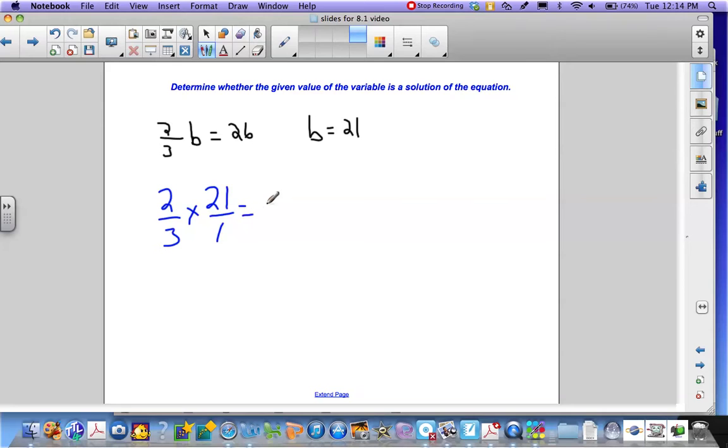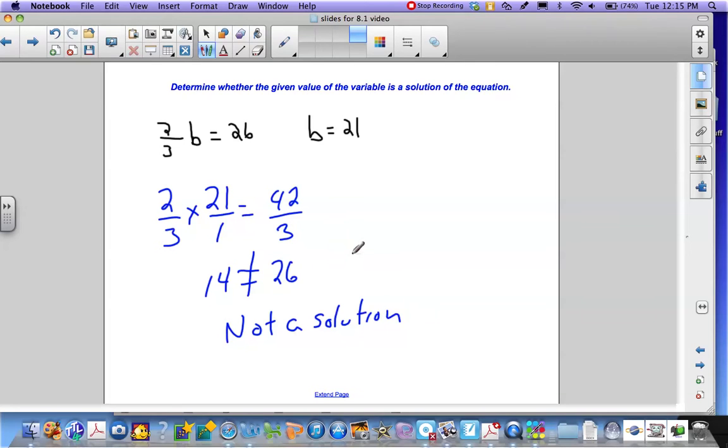Doesn't change the value. And now we can do the numerator times the numerator. It's 42. 3 times 1 is 3. 42 divided by 3 is 14. 14 does not equal 26, so this is not a solution.